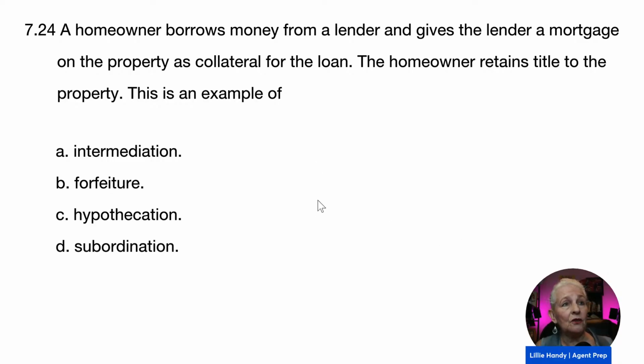So when a homeowner borrows money from a lender and gives the lender a mortgage on the property as collateral for the loan, what is the borrower doing there? 724. The answer here is C, hypothecation. The process of securing a loan by pledging a property without giving up ownership of the property is called hypothecation.